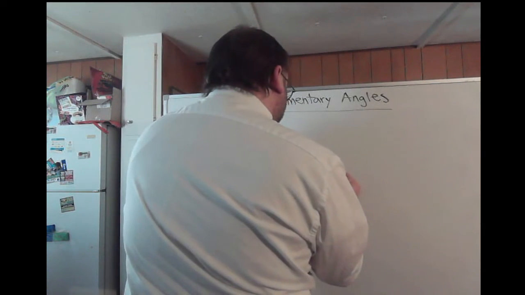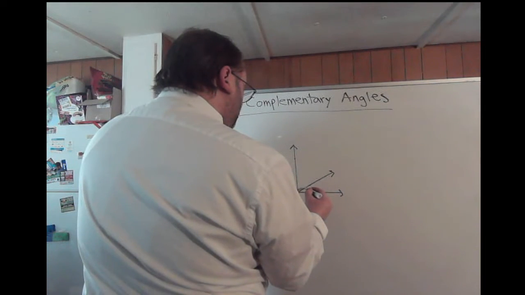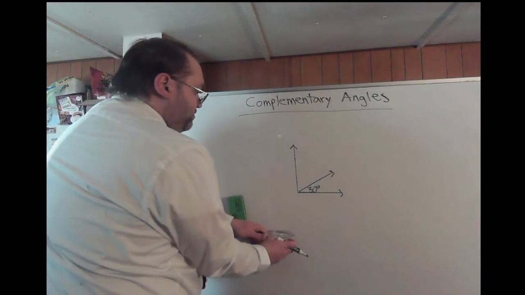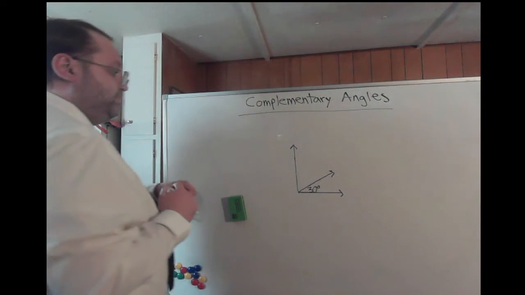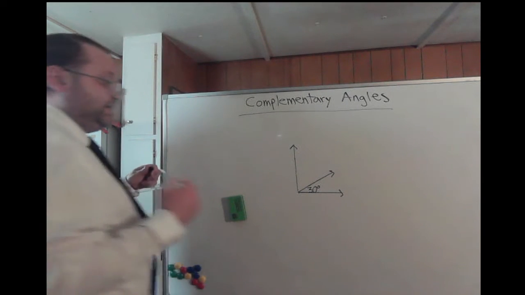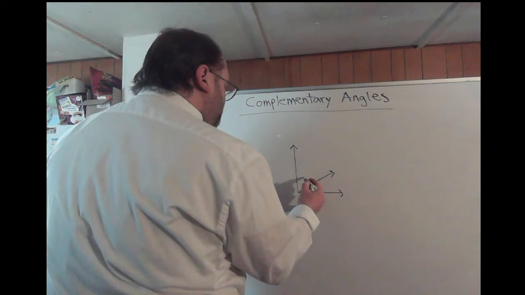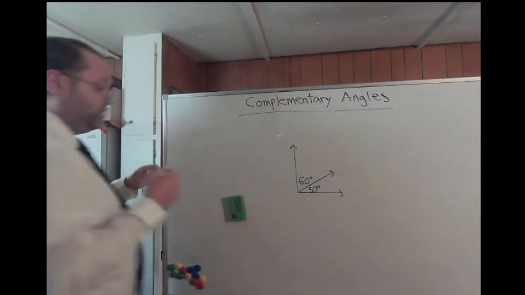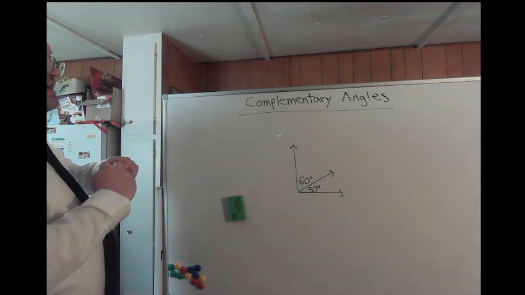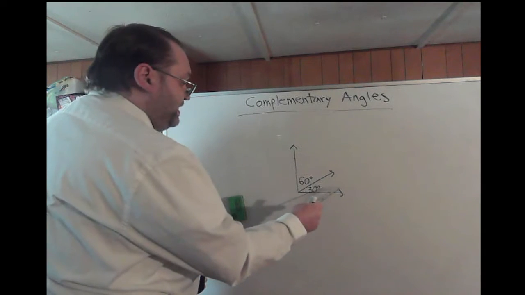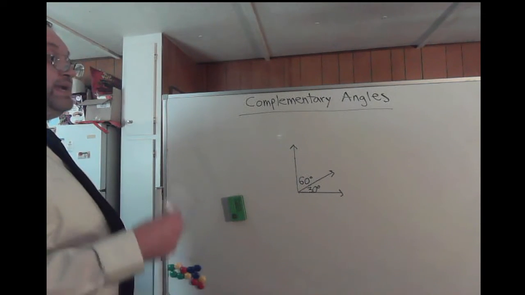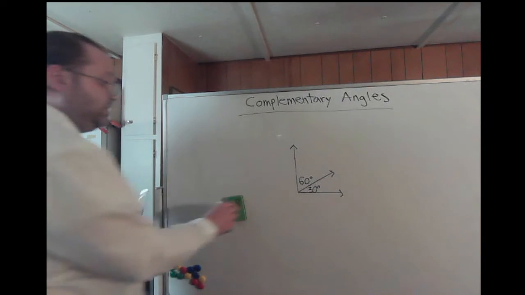So let's say this angle right here is 30 degrees. I have a 30-degree angle. I want to make a total of 90 degrees. Well, the next angle to make this a total of 90 degrees would have to be 60 degrees. So you would have complementary angles of 30 and 60. 30 and 60 are complements of each other, making a 90-degree angle.